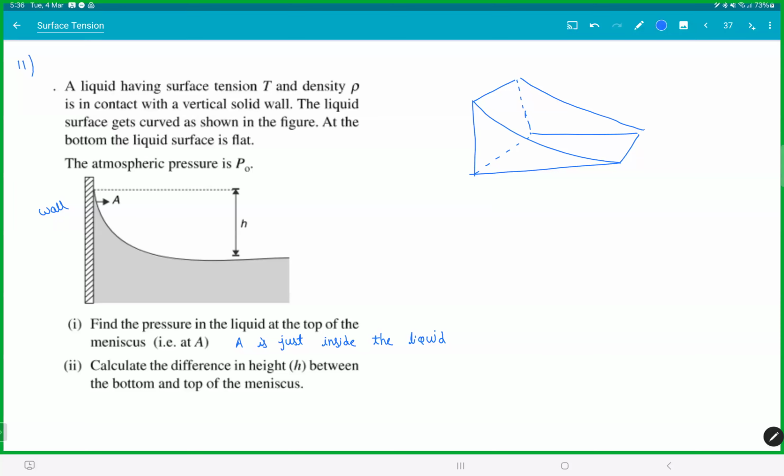Are you able to visualize how this is? This is how the 3D structure would look, where this is height h. So this point A is not actually a point. This entire line is point A, the side view you're looking at. Is the question clear? When you have a wall, because of the adhesive forces, the liquid will climb the wall. So the question is: find h. There are two questions: find the pressure at point A and find the height h of the wall.